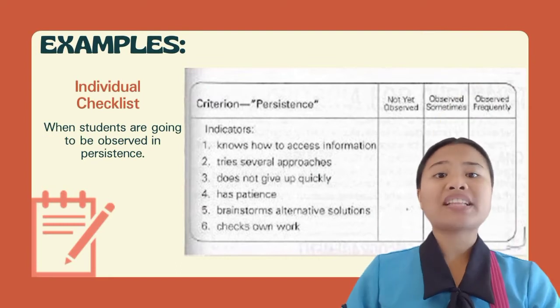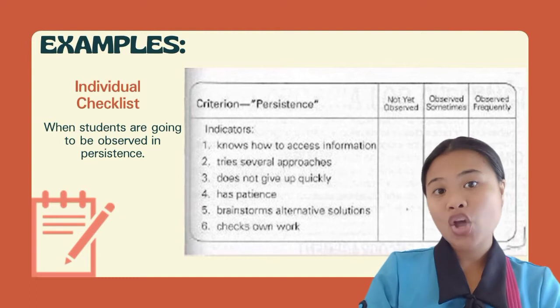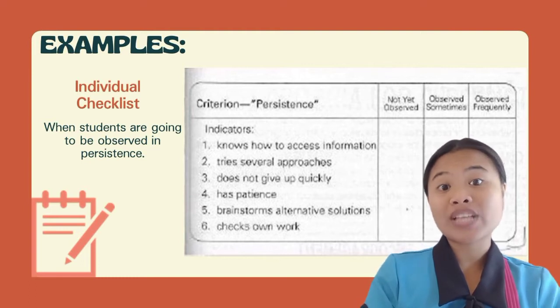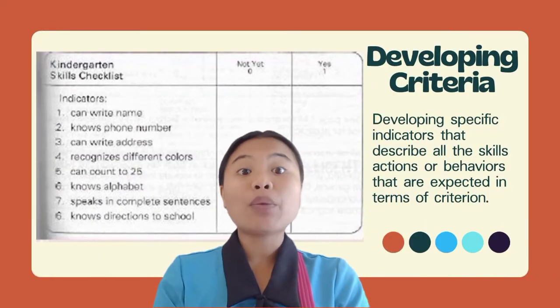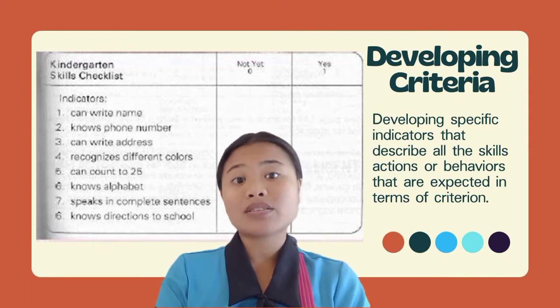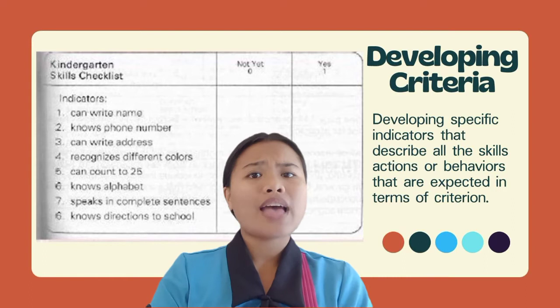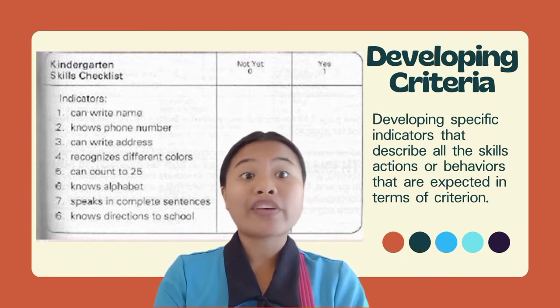Here are different examples of checklists. The individual checklist is used when students are going to be observed in persistence. The second one is developing criteria: developing specific indicators that describe all the skills, actions, or behaviors that are expected in terms of criterion.